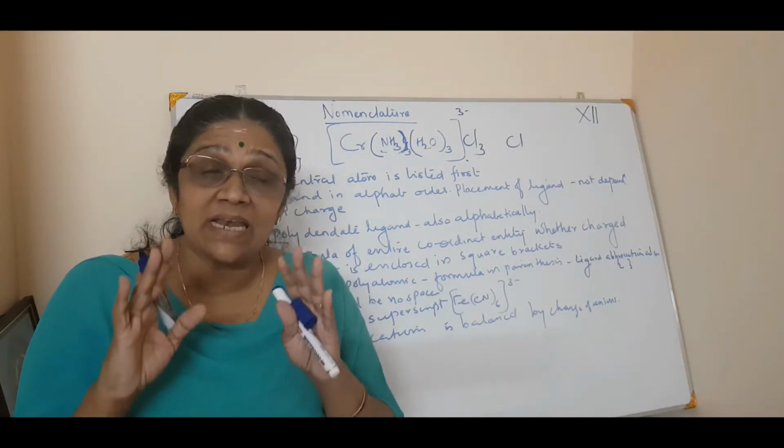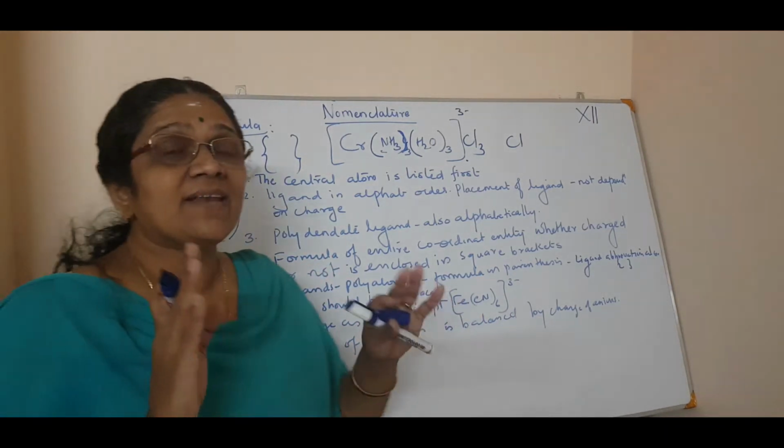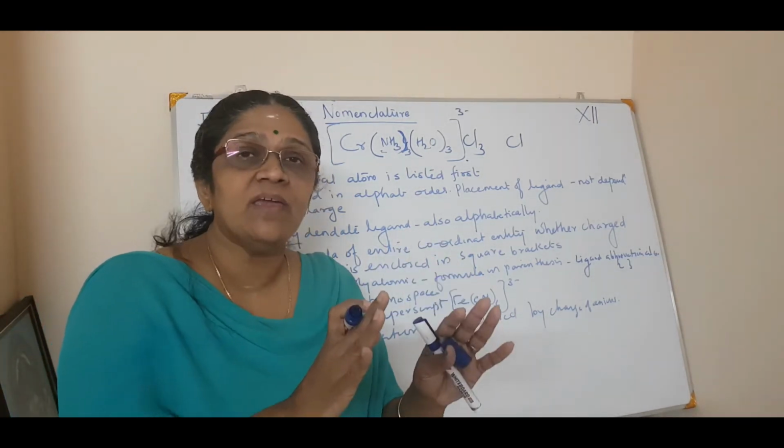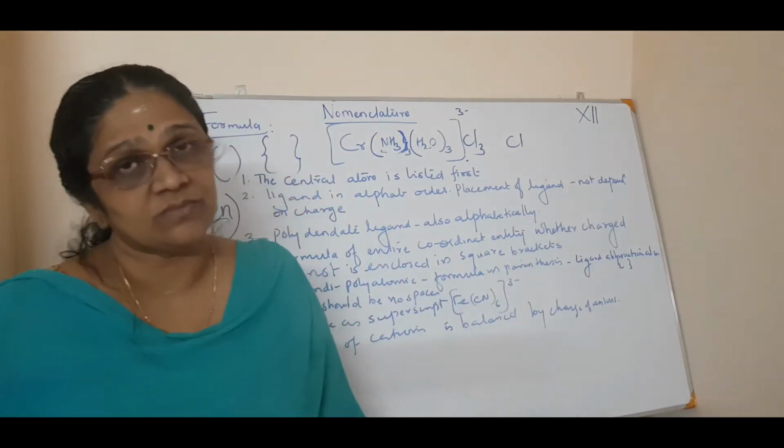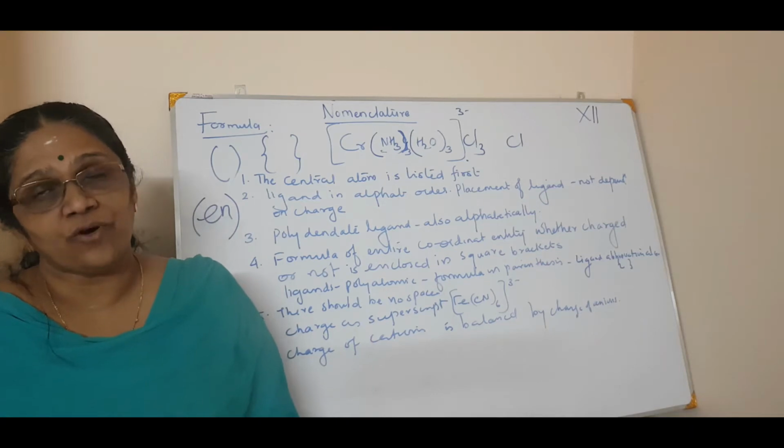It should be a balanced formula. That means the charge on the cation must be balanced by the charge on the anion. Clear? So these are the rules to be followed for a formula.